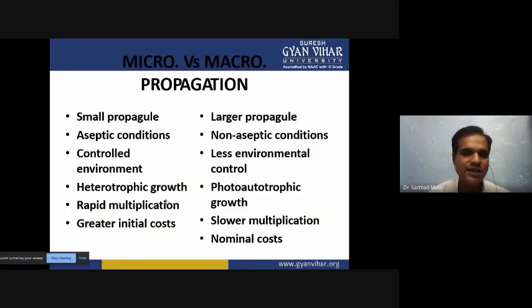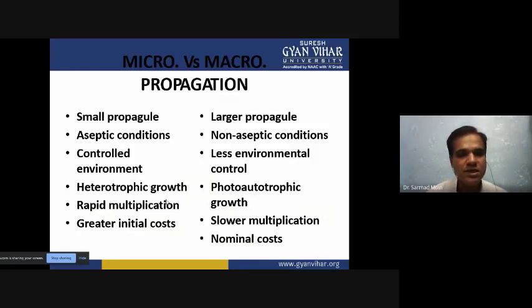Then in micropropagation, rapid multiplication happens. The plant cells or tissues we use for micropropagation multiply rapidly, and this gives very good quality plant material. So micropropagation is a rapid technique through which we can get a large number of plants very fast. If we compare with macropropagation, it is very slow, and the multiplication of cells in macropropagation is a little slower.